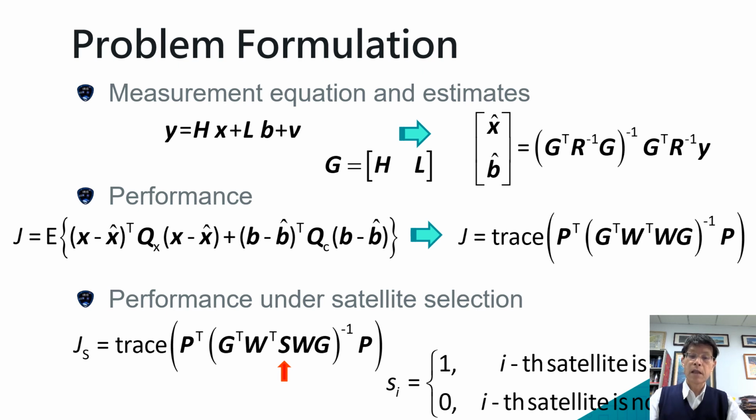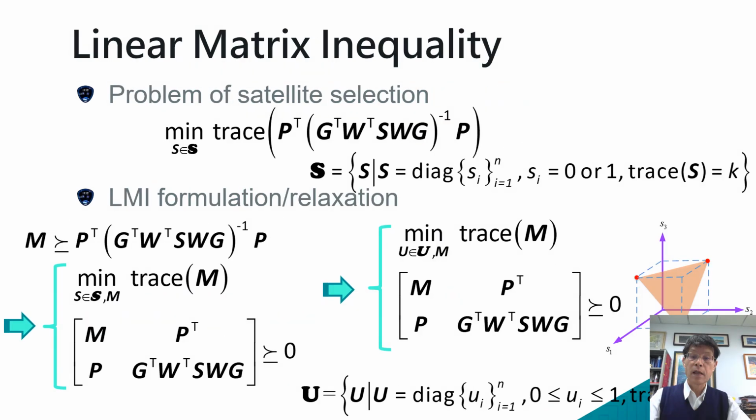So that means in addition to the performance metric you want to select, and in addition to a noise statistic, we also have the S matrix, which is related to satellite selection. The S matrix is a diagonal matrix, a 0-1 matrix. So the problem can then be formulated as determination of the 0-1 matrix so as to minimize the performance.